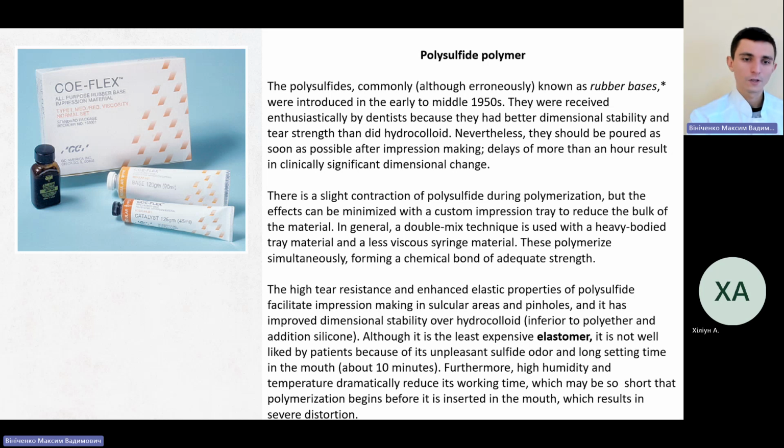Although it is the least expensive elastomer, it is not well liked by patients because of its unpleasant sulfide odor and long setting time in the mouth, about 10 minutes. Furthermore, high humidity and temperature dramatically reduce its working time, which may be so short that polymerization begins before it is inserted in the mouth, which results in severe distortion.